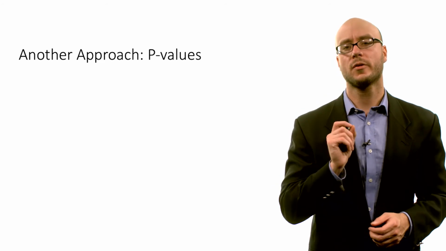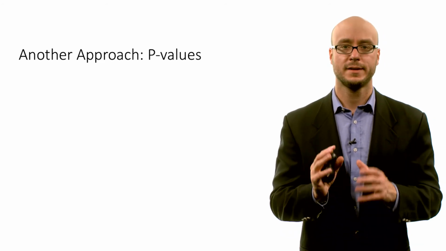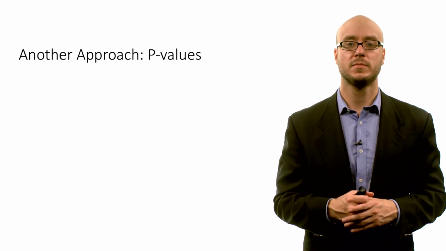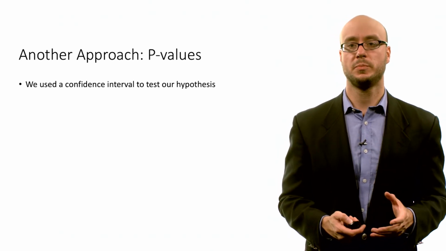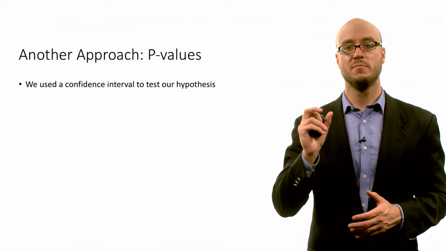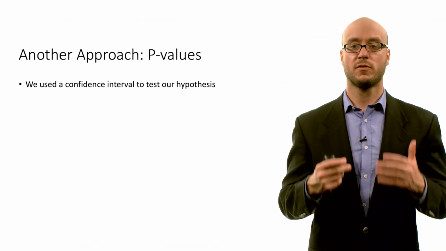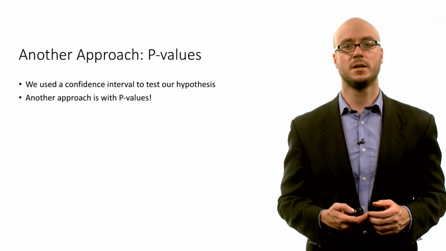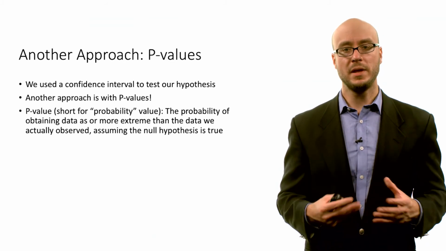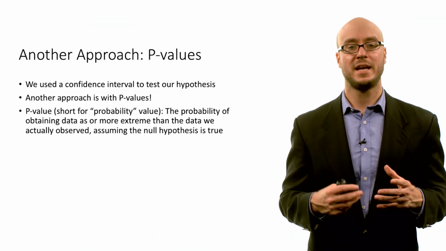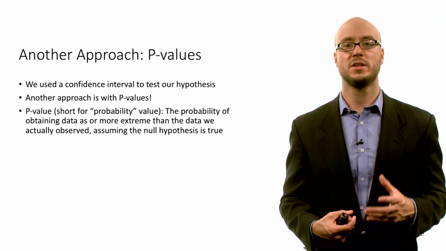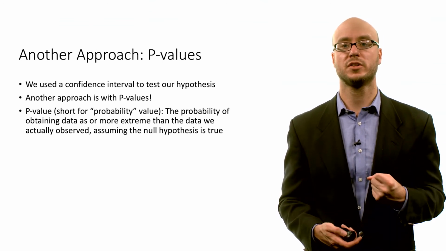Now, there's another way of testing and evaluating some claim. This is based on the idea of probability values, or p-values. We're going to explore this in more depth, but for now, I just want you to understand the basic concepts of p-values. A p-value, or probability value, is simply the probability of obtaining data as or more extreme than the data we actually observed, assuming the null is true.